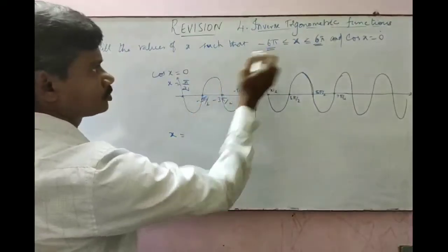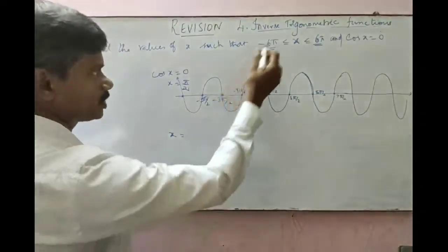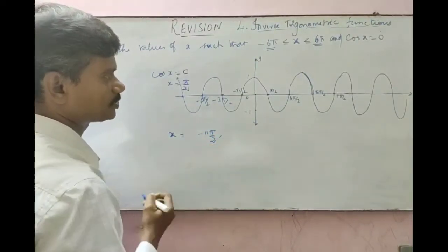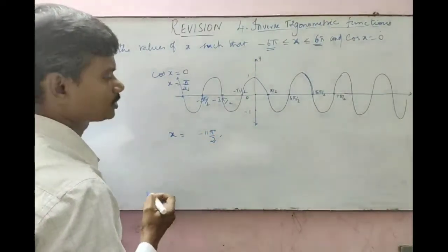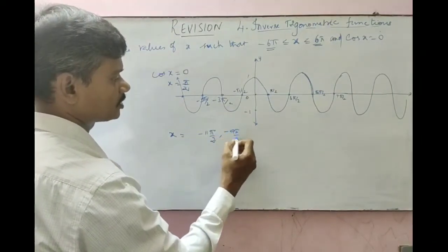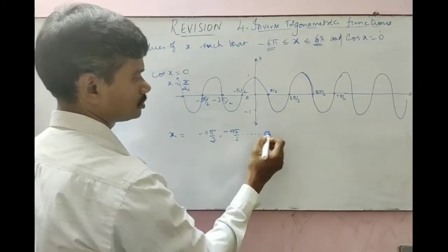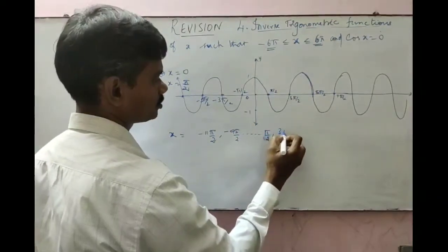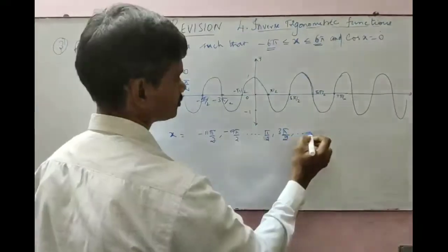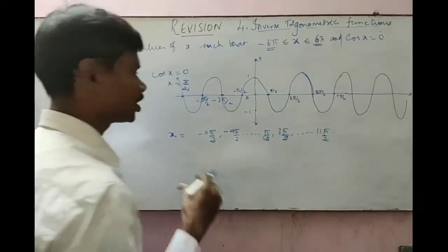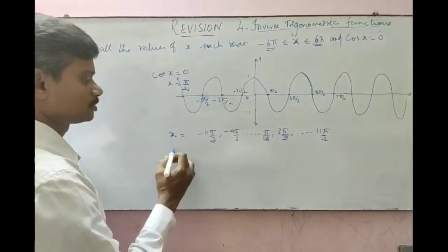Up to minus 6 pi, what values will we get? Up to minus 11 pi by 2 you will get minus 11 pi by 2, minus 9 pi by 2, like that. Here pi by 2, 3 pi by 2, up to 11 pi by 2. So how will you generalize this value?